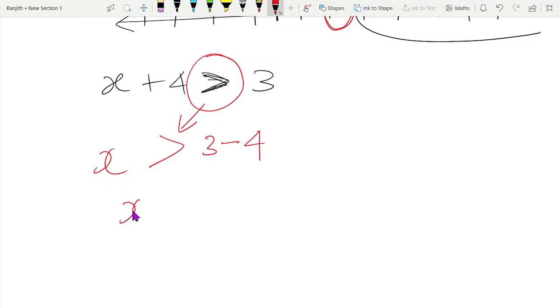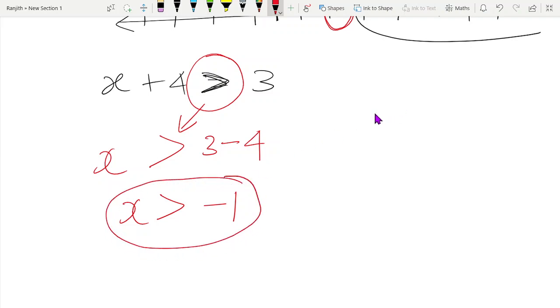3 minus 4. What is 3 minus 4? 1. Wrong. Minus 1, sir. X is greater than minus 1. This is a 6th standard topic. 3 minus 4 is minus 1. Okay, so x is greater than minus 1. It is not exactly equal, but greater than minus 1. Fine, the calculation is almost the same.